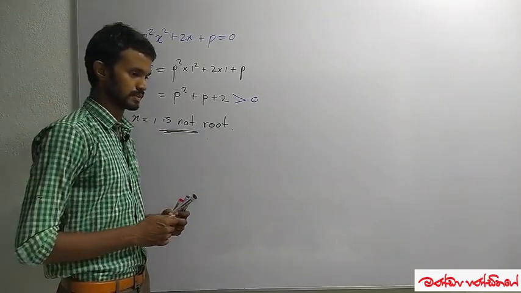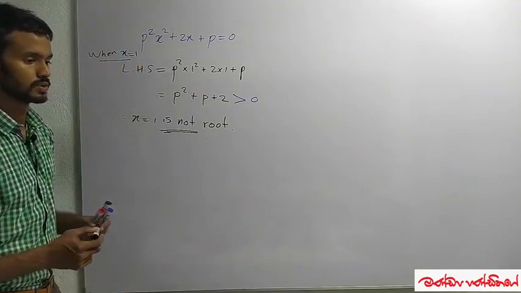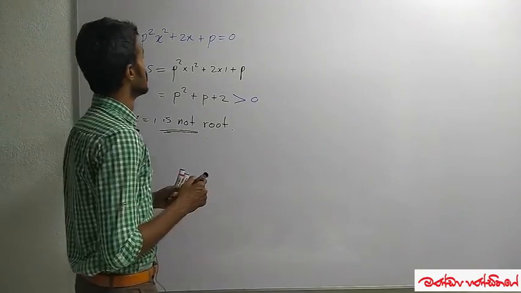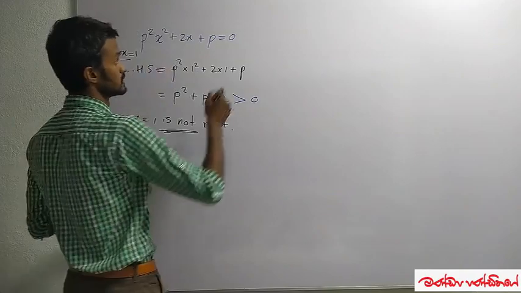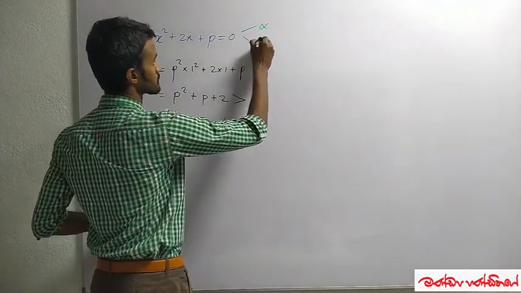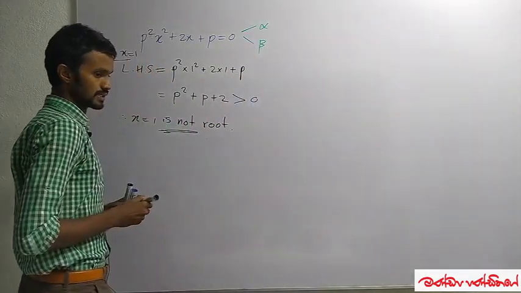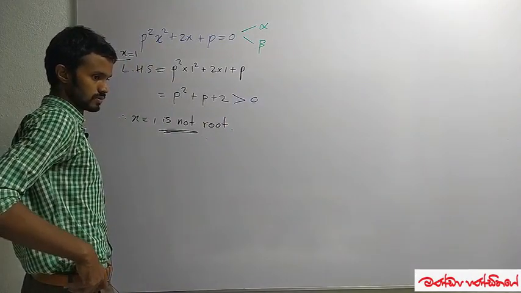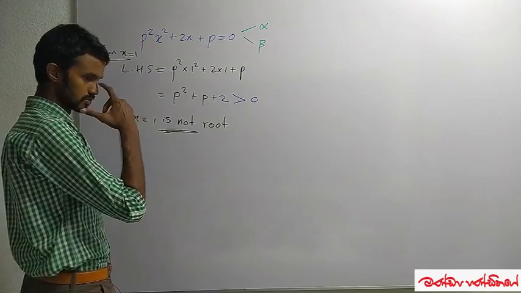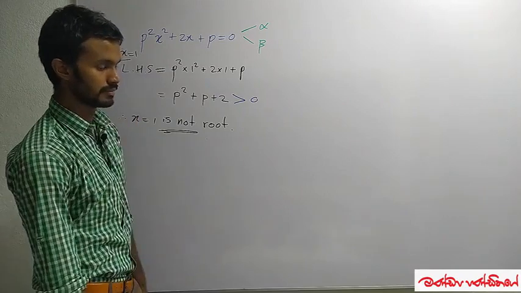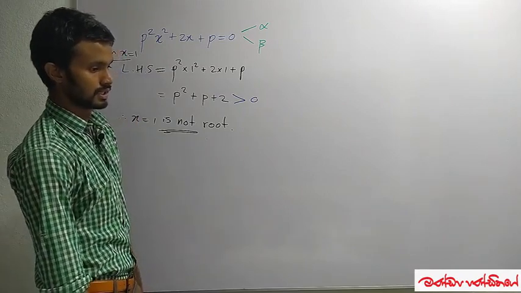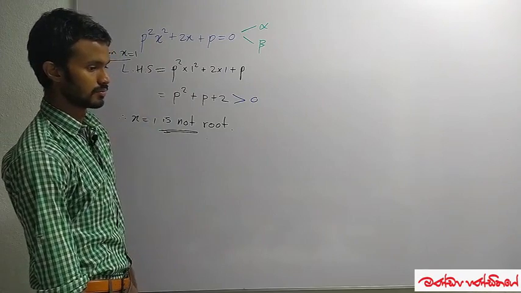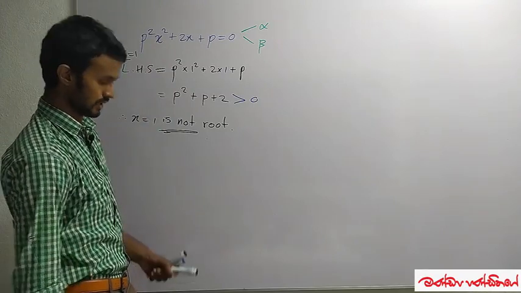They have given us, let alpha and beta be the roots of this equation. And they are asking us to show that alpha and beta are both real.